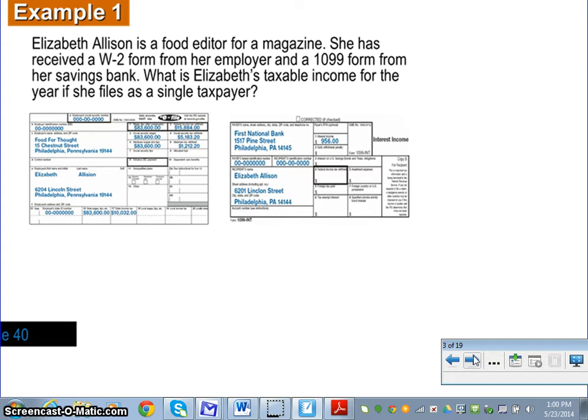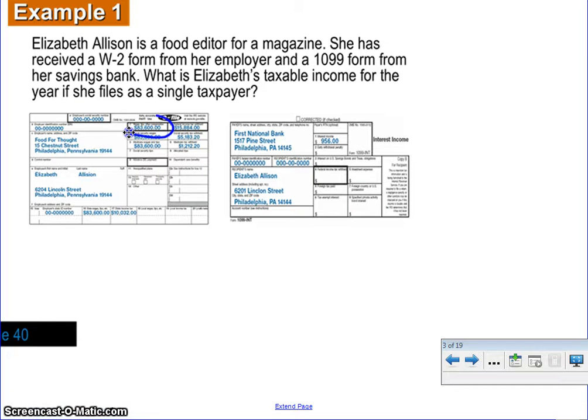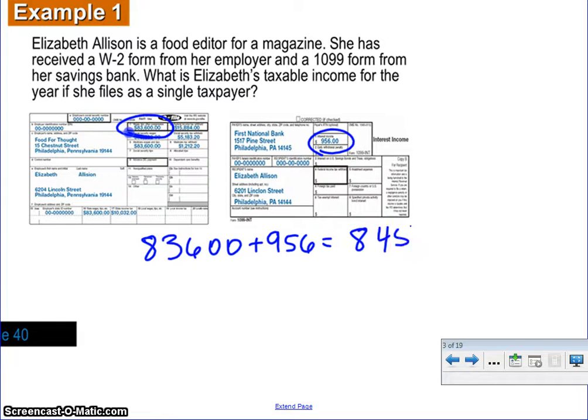For example 1, it says Elizabeth Allison is a food editor for a magazine. She has received a W-2 form from her employer and a 1099 form from her savings bank. What is Elizabeth's taxable income for the year if she files as a single taxpayer? So if you look right here, her income from her wages was $83,600, while the interest that she earned was $956. So her total taxable income as a single taxpayer is $84,556.